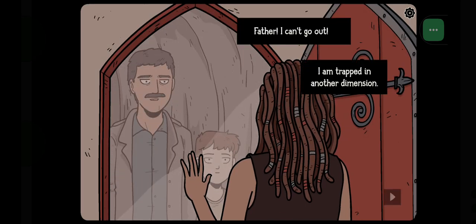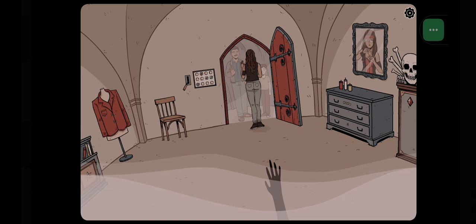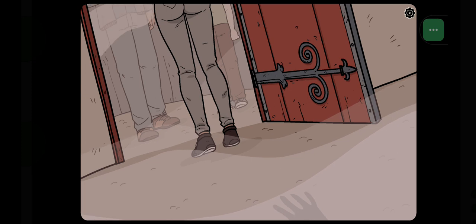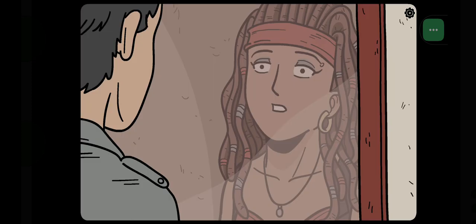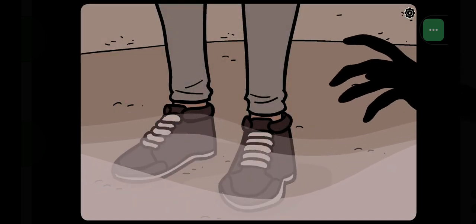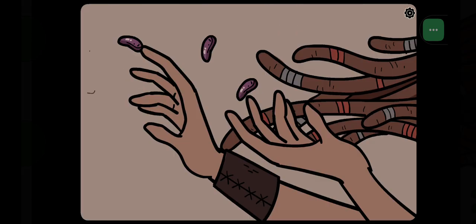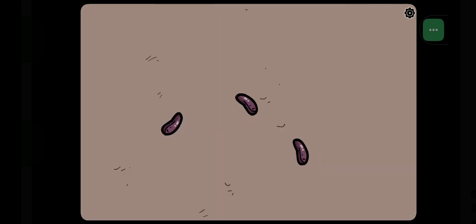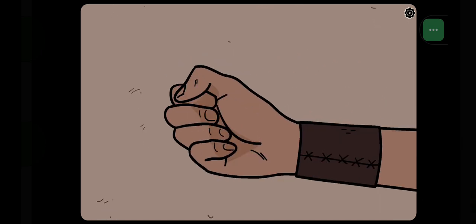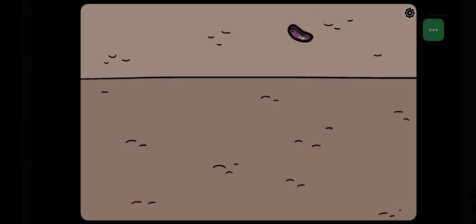Father, I can't go out! I'm trapped in another dimension! Uh-oh! Here comes the shadows! But I got the seeds! Oh no no no no! Oh no, they're coming closer! Quickly, eat the seed! Oh my goodness! Eat the seed! Oh no! Catch him! Catch him! Catch him! That's one. That's two. What about the three? Oh no!